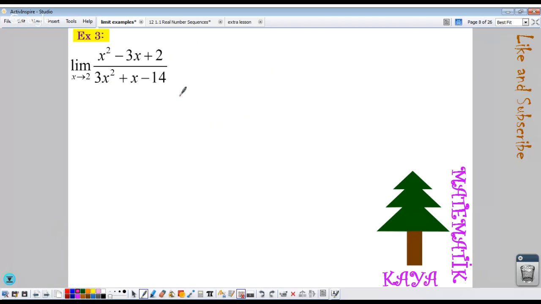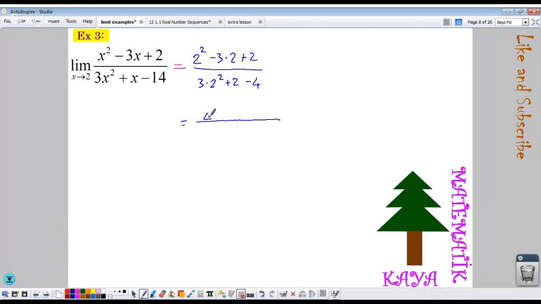The next example, the third one. Let's replace the number 2 like we do always. 2 squared minus 3 times 2 plus 2 over 3 times 2 squared plus 2 minus 14.